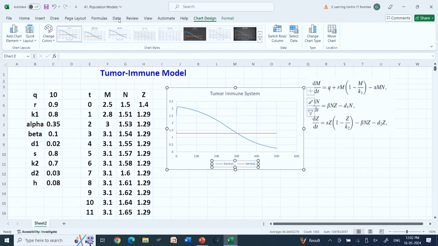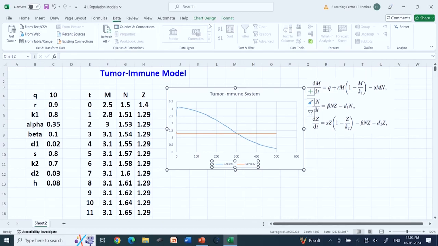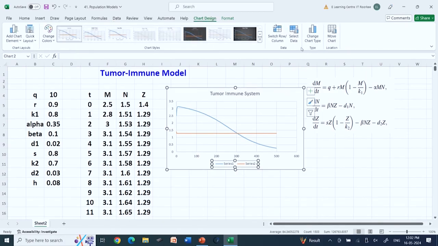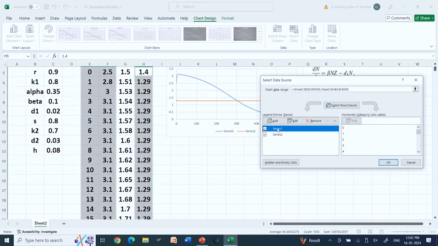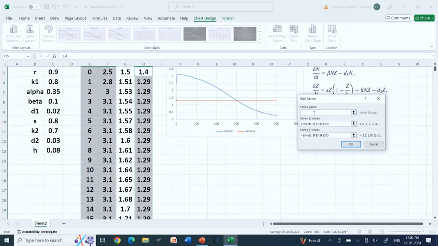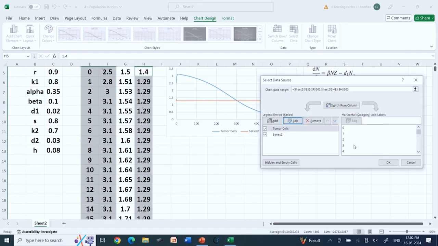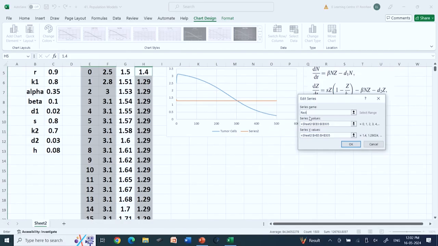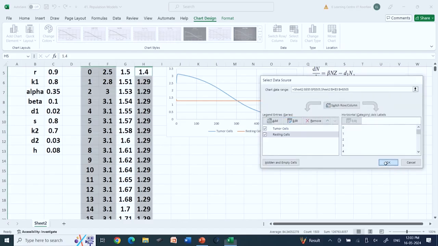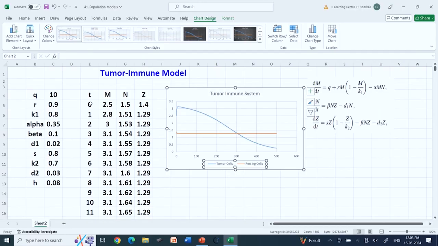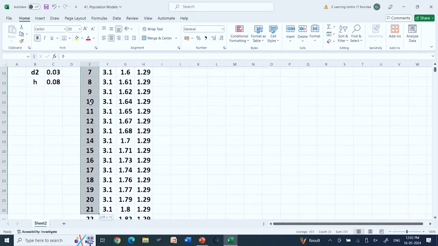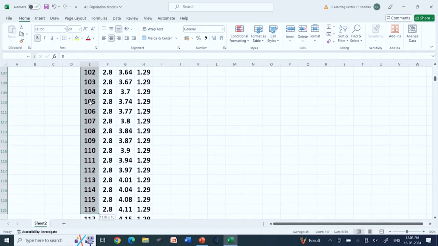Go to this data, chart design, select data, then series 1, edit. So, this is tumor cells and this is resting cells. Okay. And next we get the time and the Hunting cells.